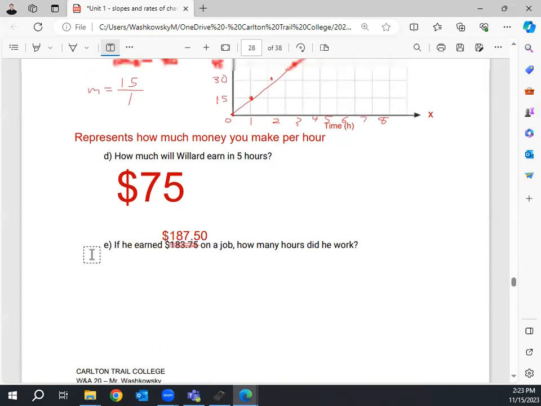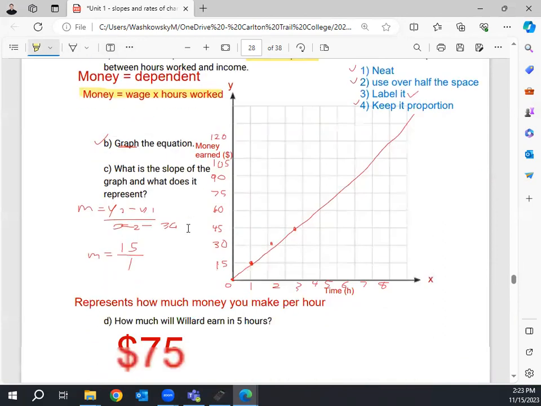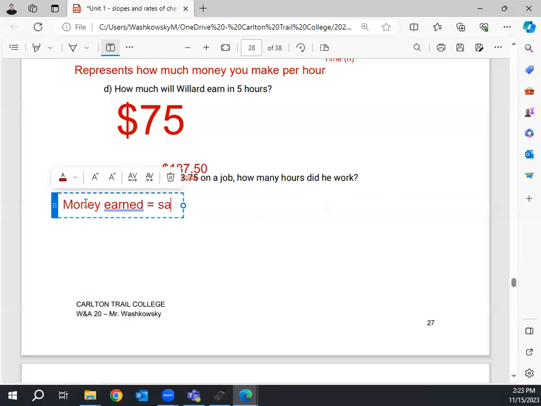Another way to think about it is, remember this stuff up here? When I said, let's write an equation up here. What was our equation? It was money equals your wage times your hours worked. I'm just going to quickly put that in. Your money earned is equal to your salary times the time.